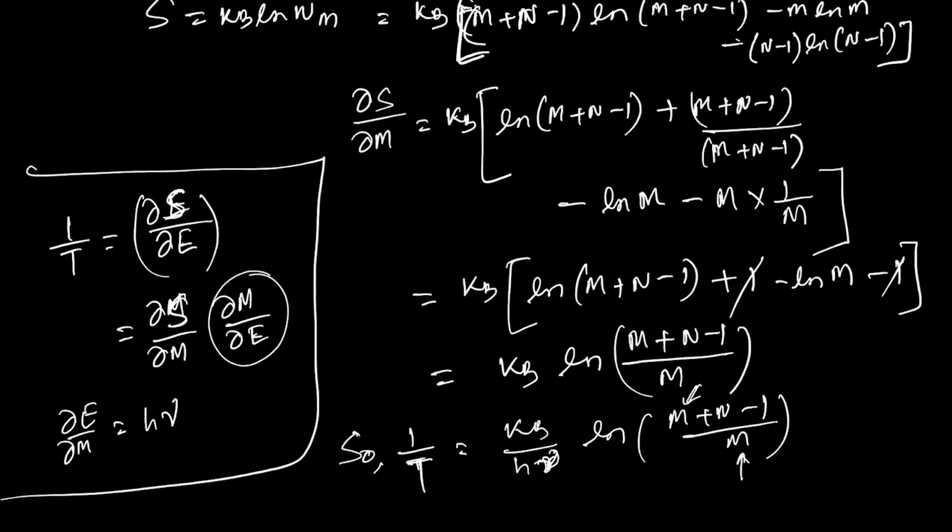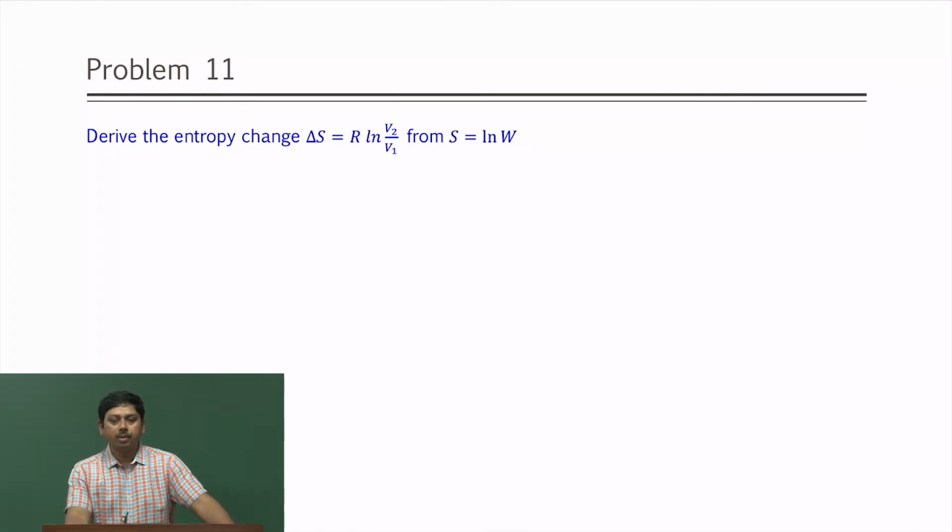So, therefore, it will become m by m and 1. So, the right hand side quantity will become 0 as well. So, at a high temperature, what is going to happen is that the particle is going to occupy much higher levels, and that is what is coming out from this particular one. Okay, so now go to problem number 11.